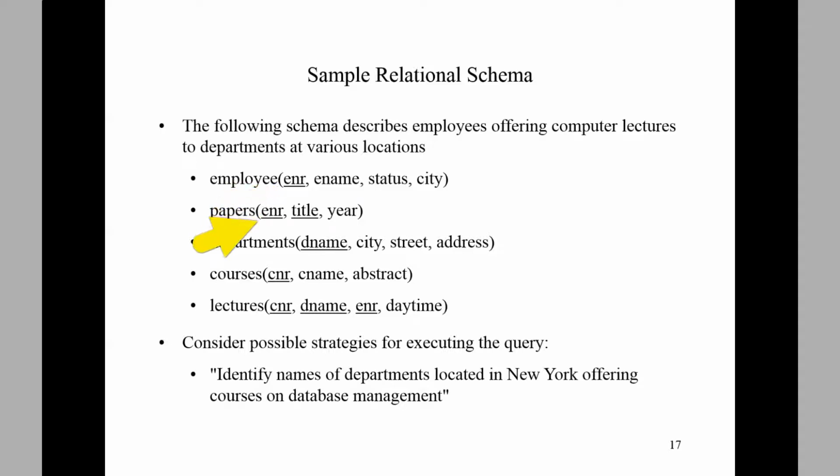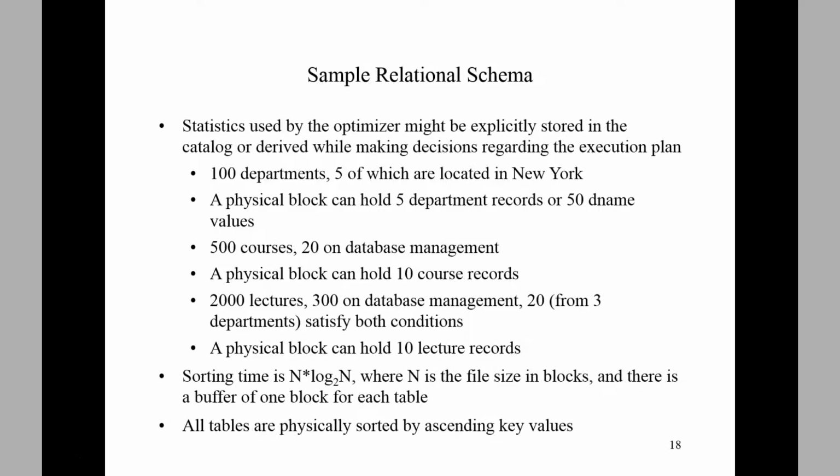The primary keys in these tables or relations are indicated by underlining the attribute or attributes that determine the key. Let's take that query, but before we run it, present you with a little bit of information that can be quite useful for an optimizer or for anyone trying to develop an execution plan for that query. The statistics used by the optimizer could be explicitly stored in the catalog or derived while making decisions regarding the execution plan. The information that we're showing here in our bulleted list can be used by the optimizer.